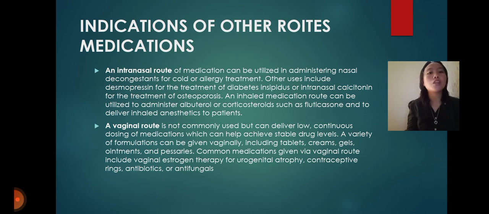Then an inhaled medication route can be utilized to administer albuterol or corticosteroids such as fluticasone and deliver inhaled anesthetics to patients. A vaginal route is not commonly used but can deliver low continuous dosing of medication, which can help achieve stable drug levels. A variety of formulations can be given vaginally, including tablets, creams, gels, ointments, and rings. Common medications given via the vaginal route include vaginal estrogen therapy for urogenital atrophy, contraceptive rings, antibiotics, or antifungals.